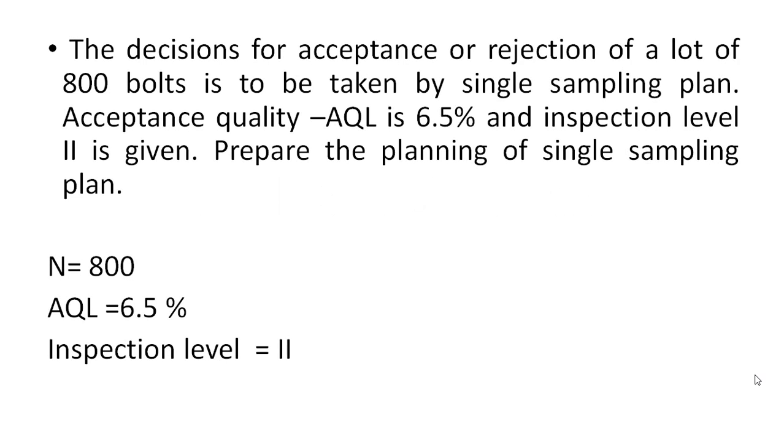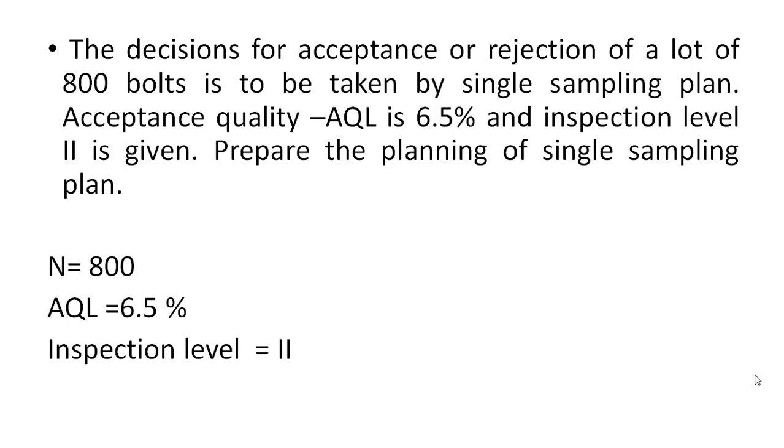There are 800 volts and we need to inspect the lot of 800 volts with single sampling plan. AQL is given as 6.5% and inspection level is 2. So from this data we need to draw the single sampling plan.